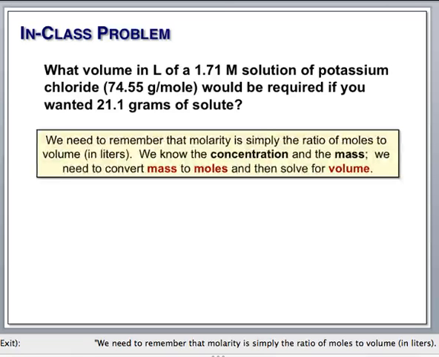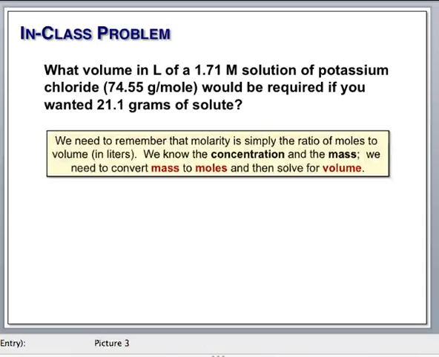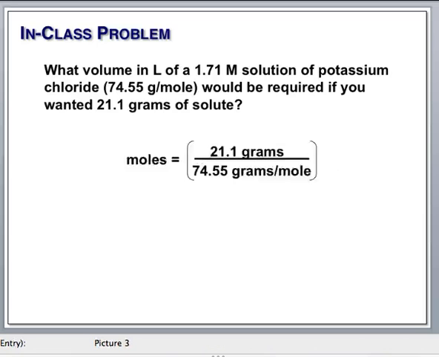We need to convert our mass to moles. Once we have moles and our concentration, we simply solve for our volume. The stuff weighs 74.55 grams per mole. We have 21 grams. This is mass divided by molar mass, isn't it? And that gives us moles. So we have 0.283 moles of KCl.